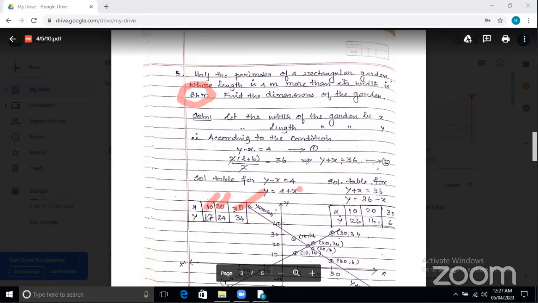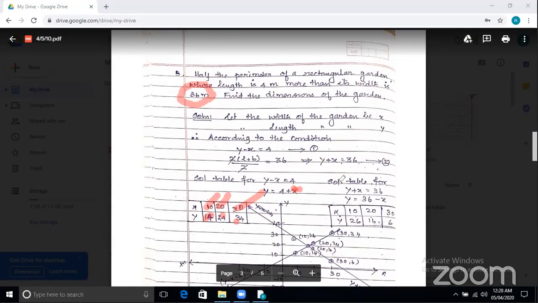y is equal to... If I put 10 here, y is equal to 14. If I put 20 here, 24. If I put 30 here, 34. Any doubt? No doubt, sir.